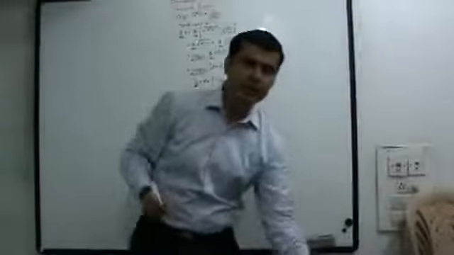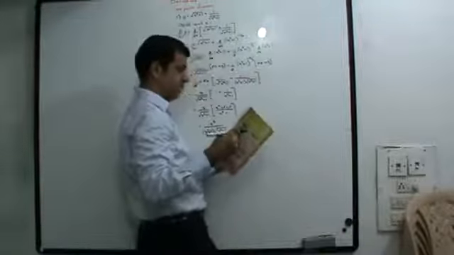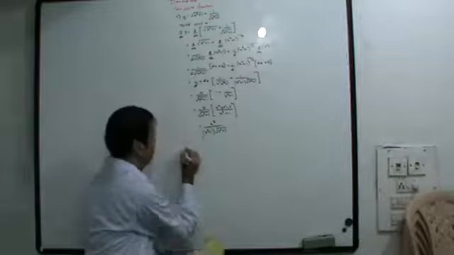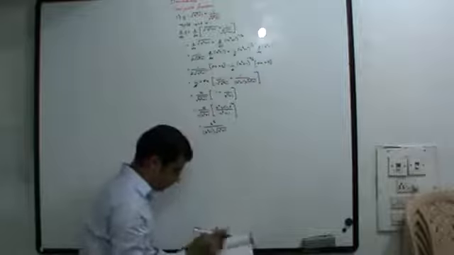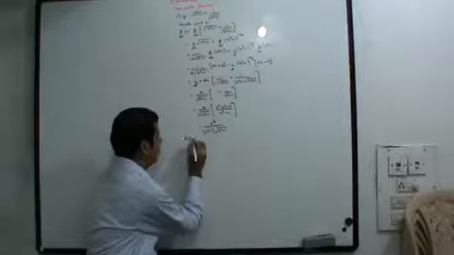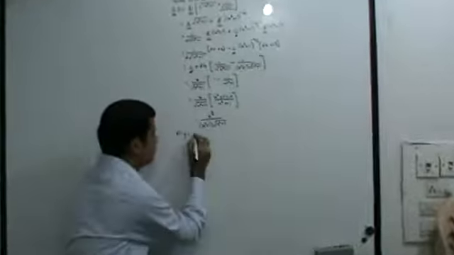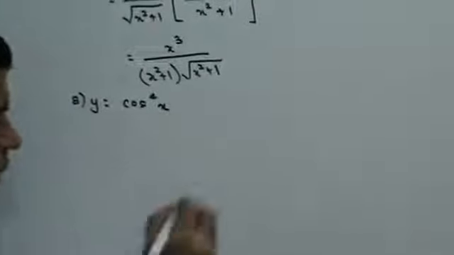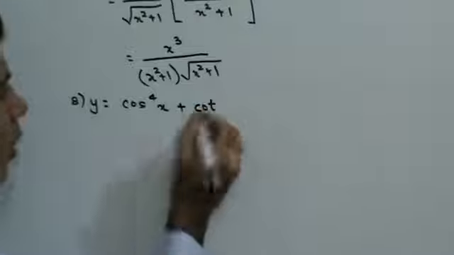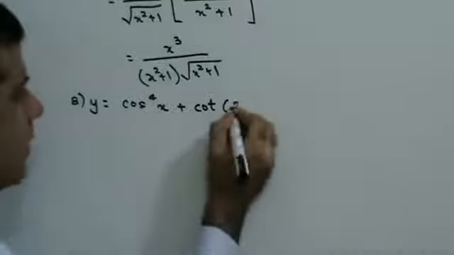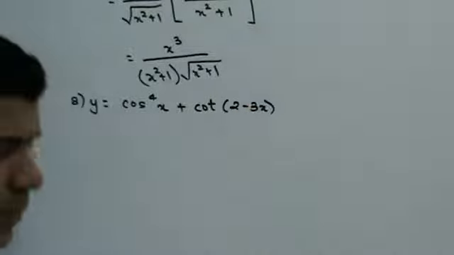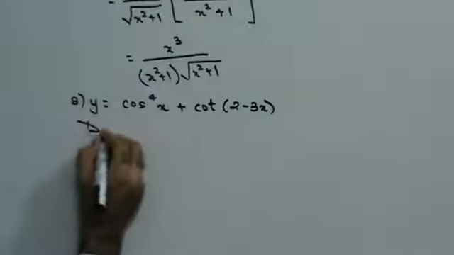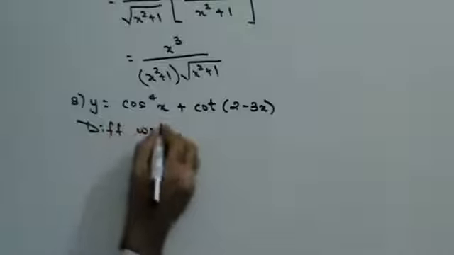Right? Let's see another sum, people. Y is equal to cos 4x plus cot 2 minus 3x. Right? Let us see this. Differentiate with respect to x.